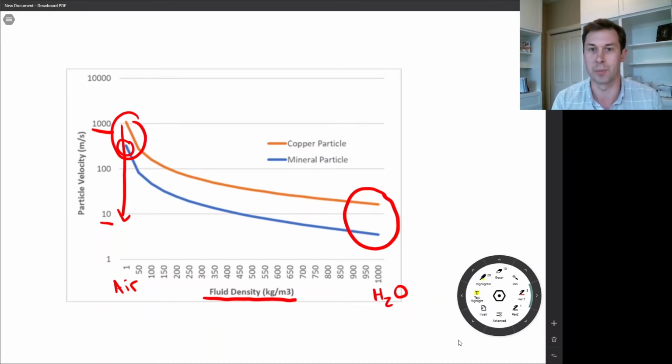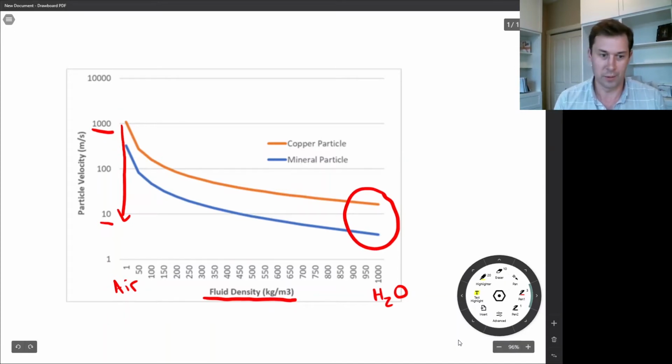And this is a log scale. So up here we've got 1,000 meters per second, and down here we've got 10 meters per second. So the take-home point from this graph is that in this range of around, say, 10 meters per second, give or take, operation of a process becomes much easier.